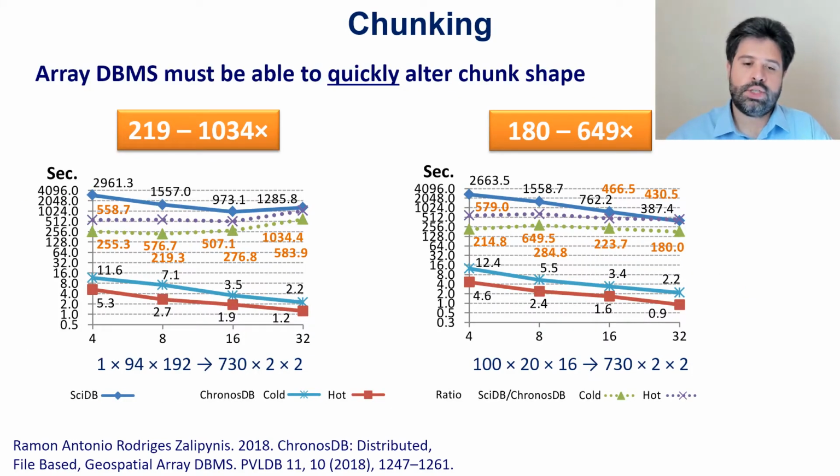Hence, an array DBMS must be able to quickly alter chunk shape. Suppose an array DBMS workload changed. Now, you need to chunk your array to a shape that better suits the workload. ChronosDB is up to 1000 times faster than ChronosDB for the chunking operation. Please choose the right database for your tasks.